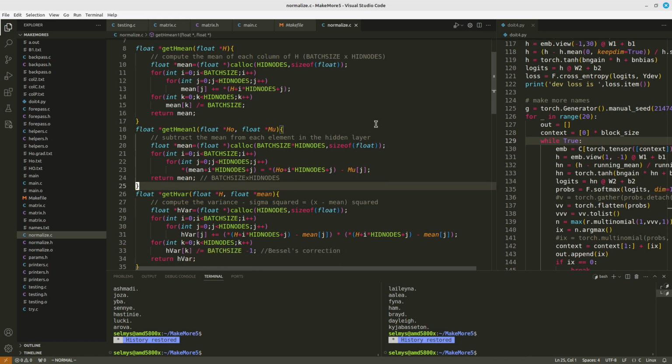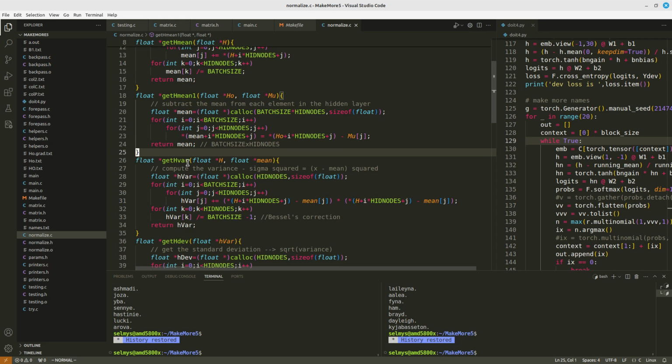And then we have a function here called get variance. Compute the variance, sigma squared, x mean minus mean squared. And here's the code for that in this line 31, basically. And the interesting point here is that when we want to find the average, we divide by the batch size minus 1.